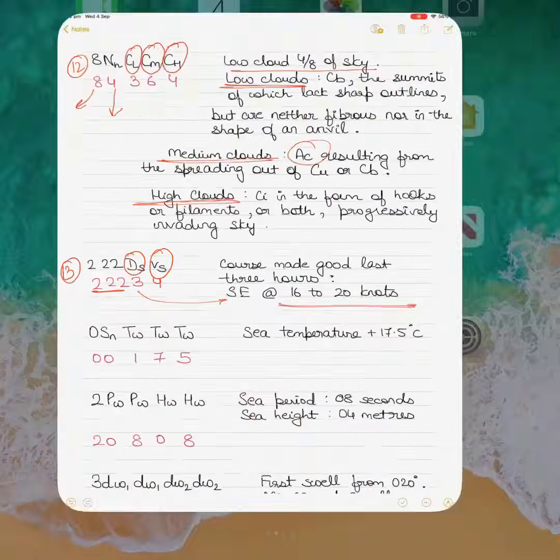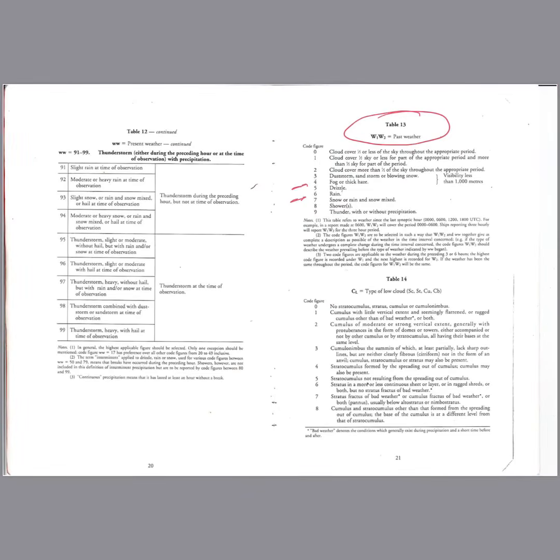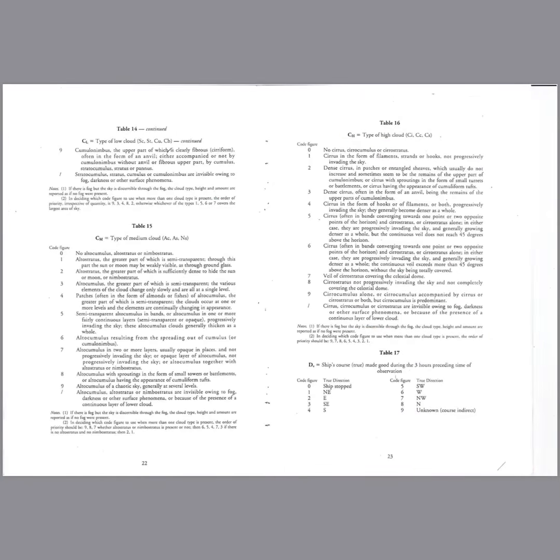Again, if I go back into the tables, you can see here table number 14 was discussing the type of cloud, where the relevant type of low cloud, the figure would have told you. Then I want to show you a few things together, because otherwise it's just going back and forth. Table number 14 is continuing with the type of low cloud. Table number 15 is type of medium cloud that we discussed earlier. Table 16 is type of high cloud. Just go ahead to the number and you will find out. Then table number 17 is the one we were doing last, where DS is the ship's course made good during the 3 hours.